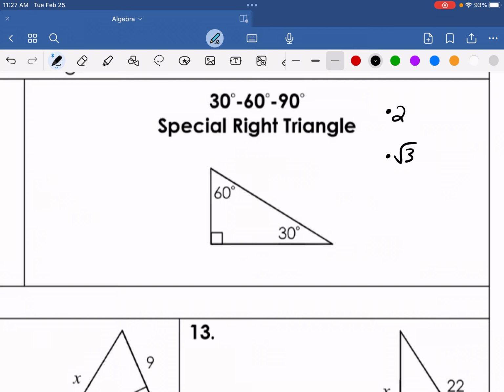Okay, so for this one, if you know the smallest side, the one across from the 30. So here's the 30 degrees. If you know the smallest side, to get to the 90 side, so the 90 would be the hypotenuse, you multiply by 2. And to get to the side across from 60 degrees, you multiply by radical 3. And to go backwards, you just divide by radical 3 or divide by 2.